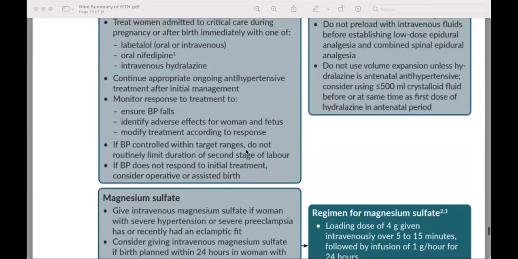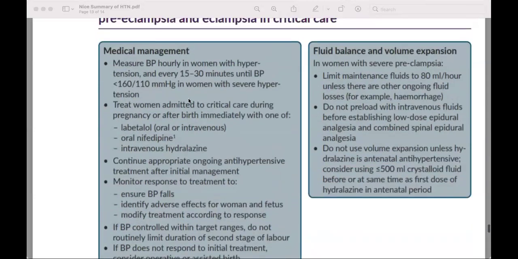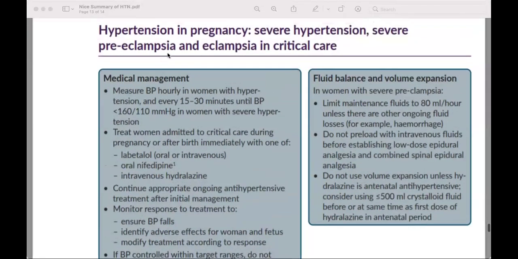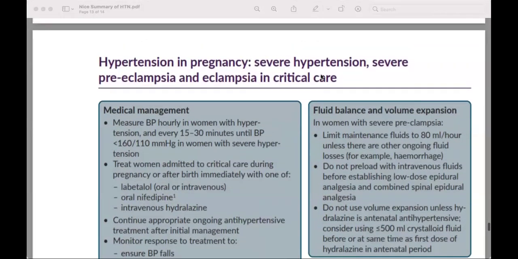Okay. So this is, my friends, for the management of severe hypertension. So please note that antihypertensive comes first, unless you have fits or you have imminent eclampsia, so you want to prevent a fit, right? Along with antihypertensive, okay, not alone.